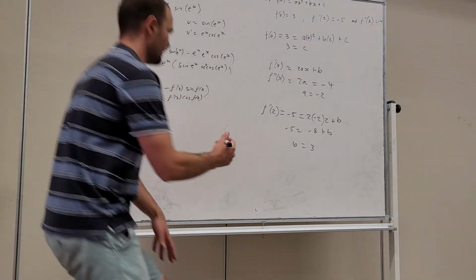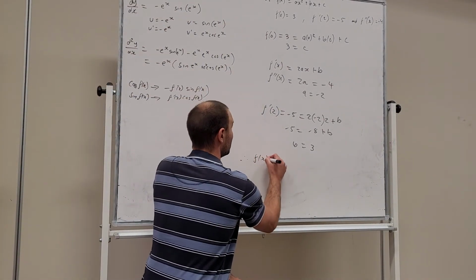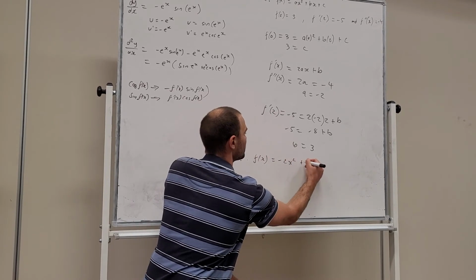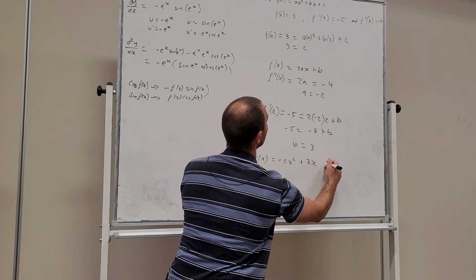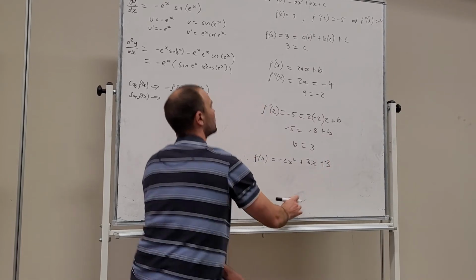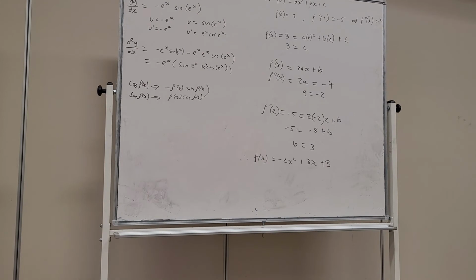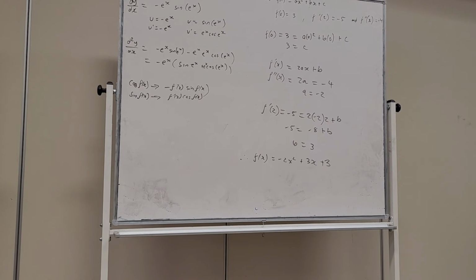So therefore this quadratic is minus 2x squared plus 3x plus 3. Excellent. So let's get into second derivatives, and I've got some practice tests I'm going to hand out to y'all.